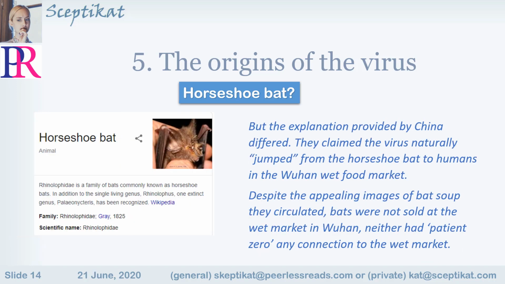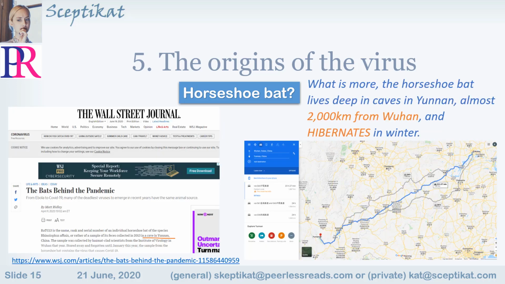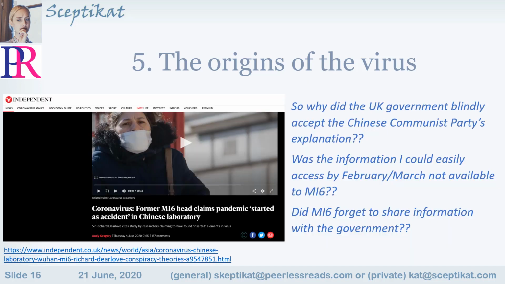But the explanation provided by China differed. They claimed the virus naturally jumped from the horseshoe bat to humans in the Wuhan wet food market. Despite the appealing images of bat soup they circulated, bats were not sold at the wet market in Wuhan. Neither had patient 0 any connection to the wet market. What is more, the horseshoe bat lives deep in caves in Yunnan, almost 2,000 kilometers from Wuhan, and hibernates in winter.